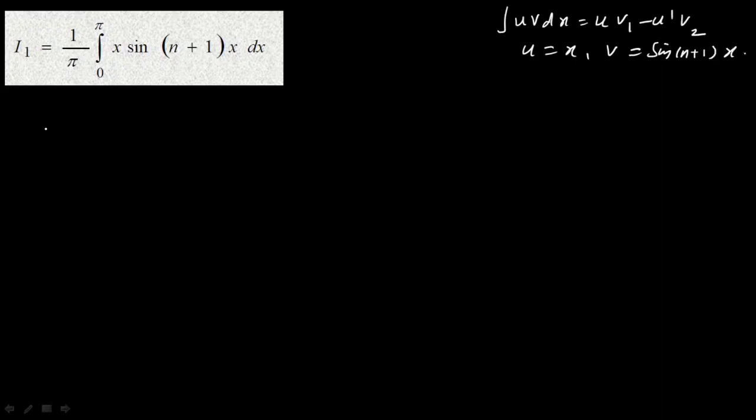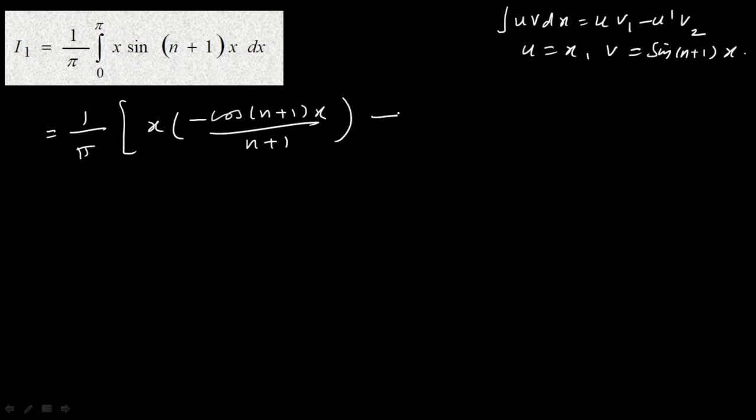This is my first integral I1, which is equal to 1 by pi integral 0 to pi x sin (n plus 1)x dx. Let me apply integration by parts, that is, integral uv dx is equal to u v1 minus u dash v2. What is your u here? u is x and v is sin (n plus 1)x, isn't it? Making use of the formula, v1 is nothing but integrating v, that is minus cos (n plus 1)x divided by n plus 1.